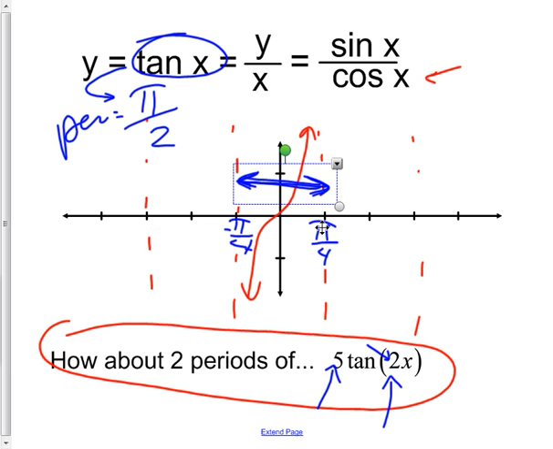Well, this thing needs to be stretched up, so I'm going to renumber this from being a 1 and a negative 1 to being a 5 and a negative 5. All right. And then the last thing is, I'm going to look back at the problem and say, did I do the 5? Yeah. Did I do the 2? Yeah, I factored that in because I changed the period on the thing.